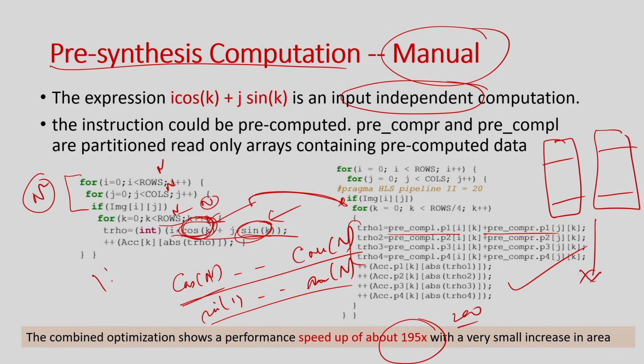So, if this takes 10 cycles, it was taking 2000 cycles because of this calculation of sine and cos. So, you can understand here, I just try to emphasize that a small pre-computation can give a huge benefit in terms of performance, which is a 200x performance benefit for this example.